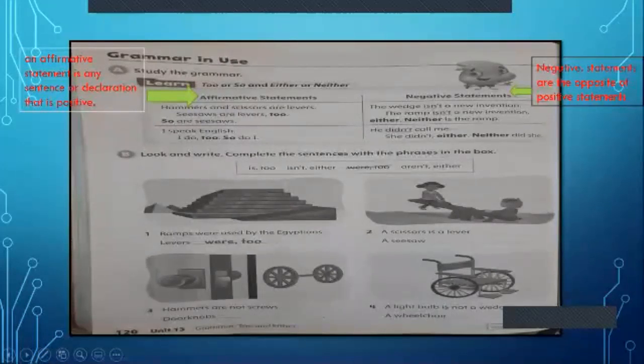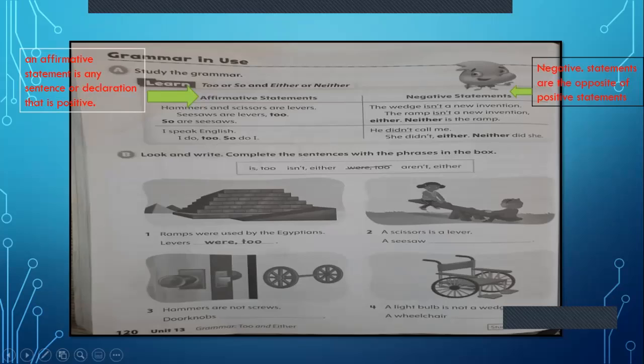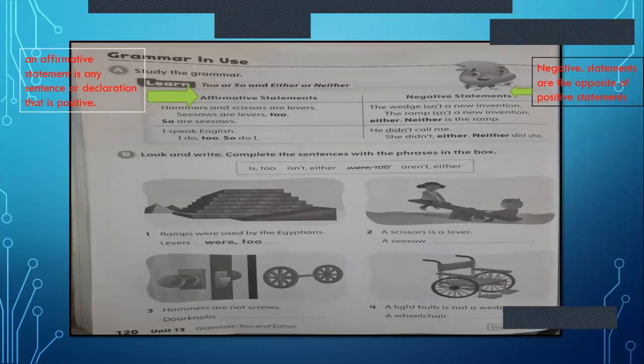He didn't call me, she didn't call either. When you use neither here, you would say he didn't call me, neither did she. When we do the statements, you will understand that. So we have done page 120. I will move on to page 121.